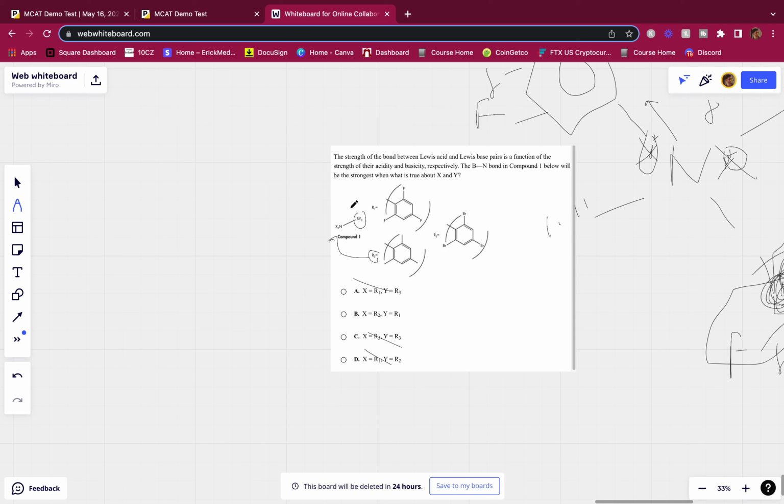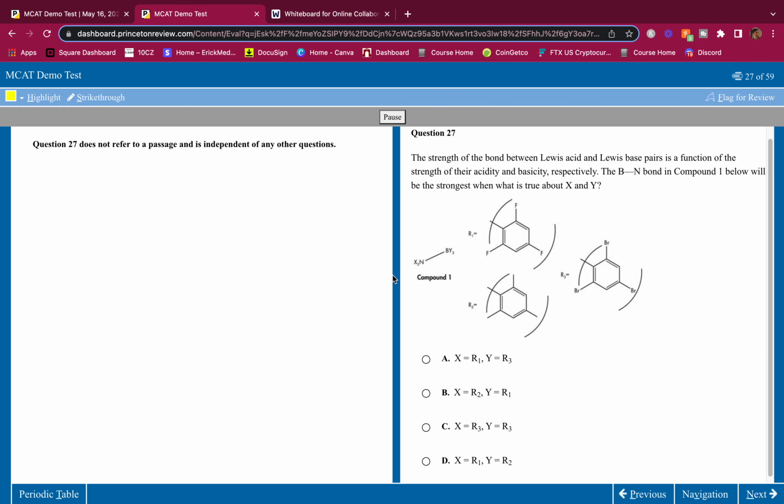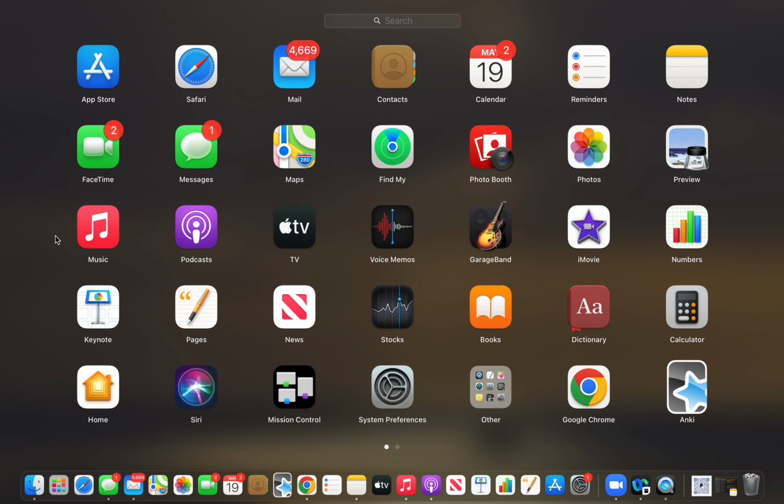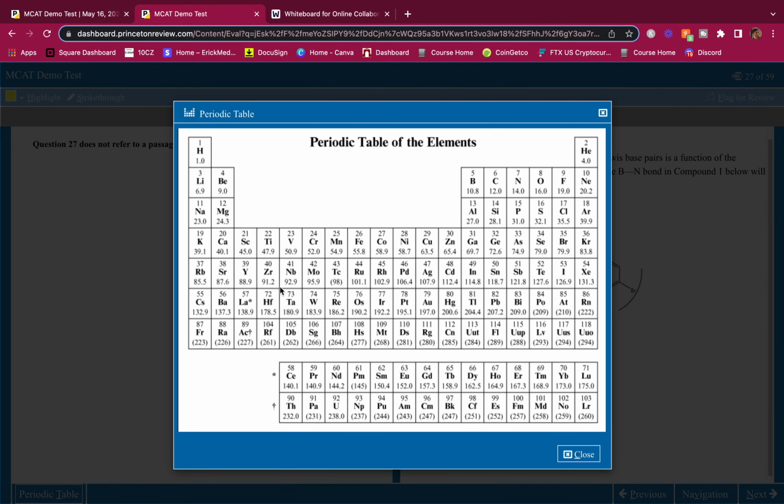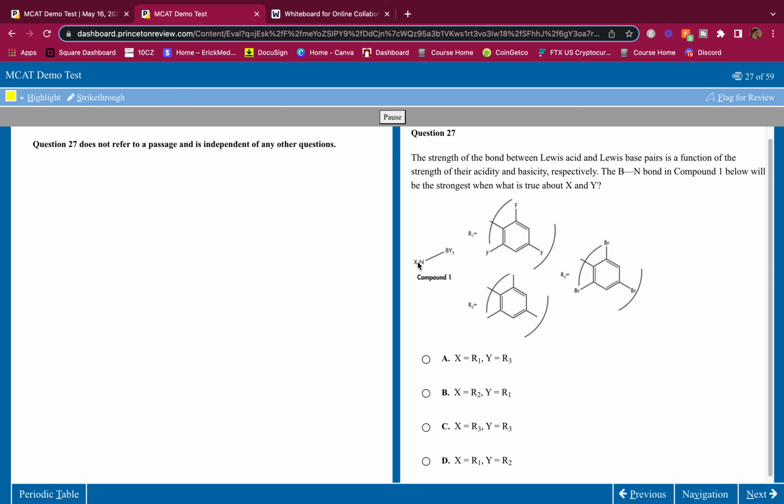So if you want an electropositive, the bromine over here, we would want to add those very highly electronegative groups to it. Well, we want to add fluorine or bromine. We want to add the one that's more electronegative in this case. Oh, it would be the fluorine. So it'd be R2 and R1. R2, R1. Answer is B.